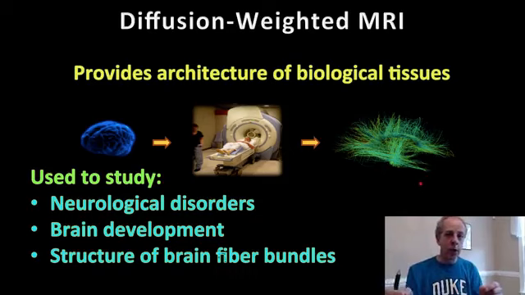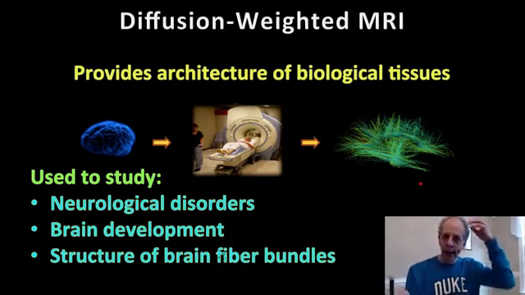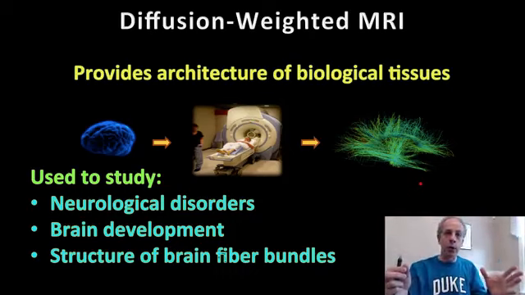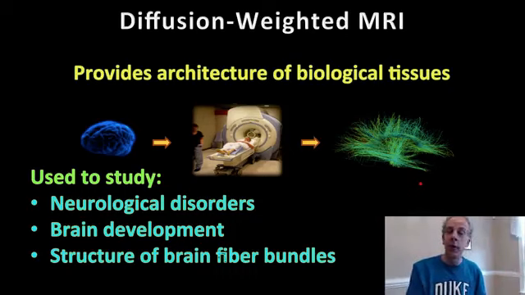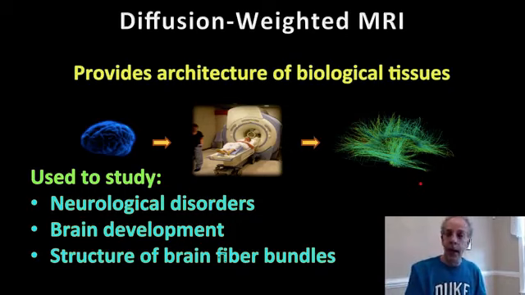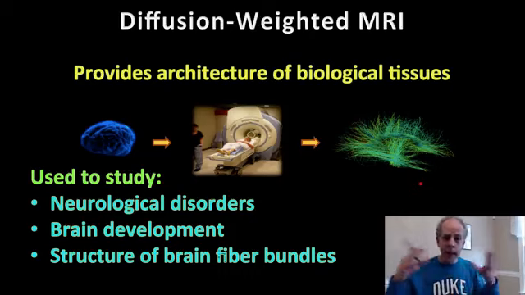How is a given region in the brain connected to a different region in the brain? Something very cool. How is this connected to this? Is it connected at all, for example? That's what we're trying to do with diffusion-weighted imaging. And it has been used for neurological disorders. If the connections are not what we expect, that might actually mean something. It has been used to study, as I say, normal brain development. And in general, it's used to study the structure of fiber bundles, basically connections in the brain.